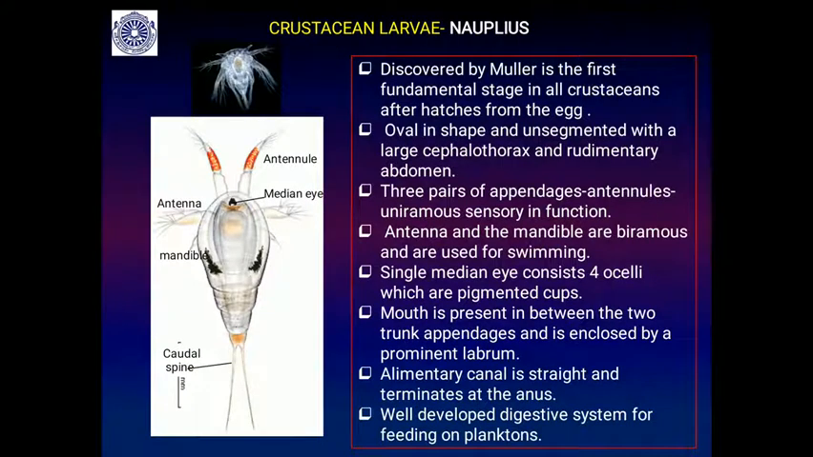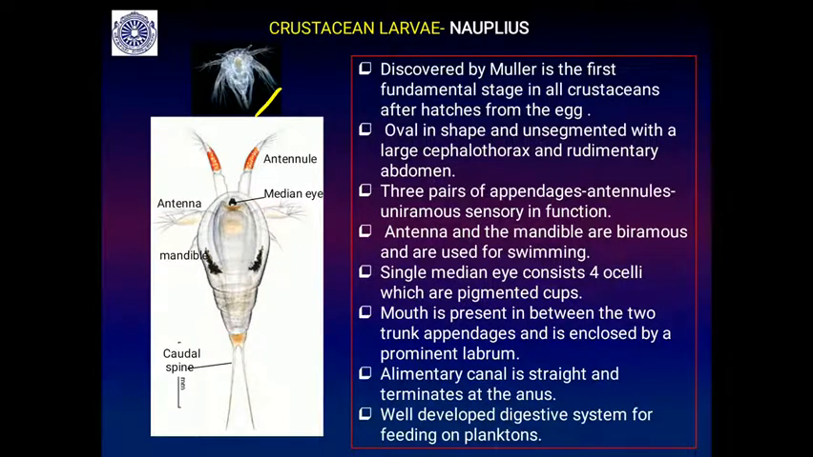So the first one is Nauplius. This Nauplius is about 0.1 millimeter, a microscopic larva you will find in almost all crustacean forms. This is the first larval stage. Soon the egg hatches into the larva, the Nauplius. This Nauplius is from the prawn. This larva was discovered by Muller in the 19th century. It is the first fundamental stage in all crustaceans, which hatch from the egg into this type of larva.